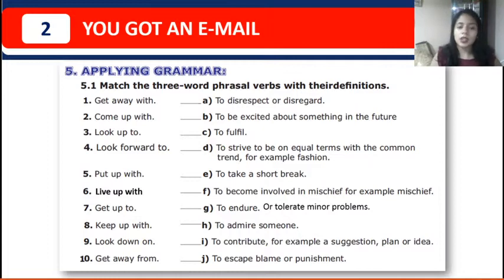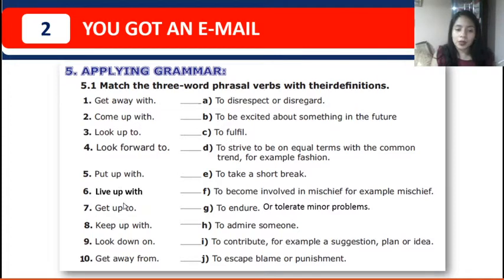Okay, one more time. Look down on. Okay, and the last one is get away from. Get away from. Okay, so listen, some of them are well known, but they have a different meaning because they have a second part, a second preposition. Okay, yes, a second particle. So please remember them very well, and please try to match them, okay, and follow me.